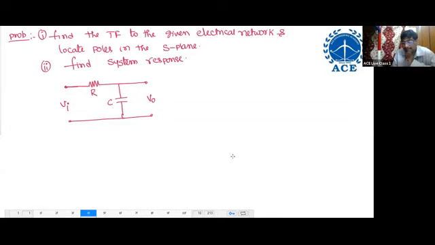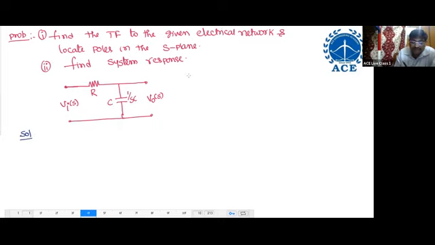1 by SCR. 1 by 1 plus SCR. Good, correct. Listen, first apply the Laplace transform. Laplace of resistor is R only; Laplace of capacitor is 1 by SC. So output V naught of S, input VA of S. Now find the transfer function.